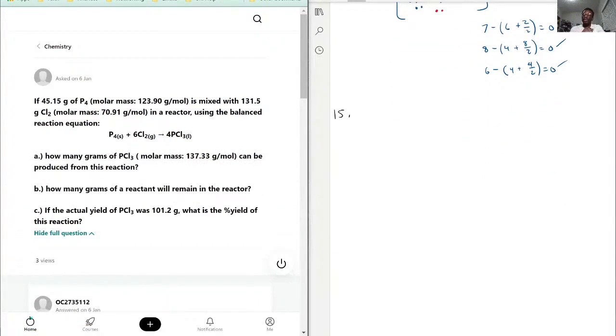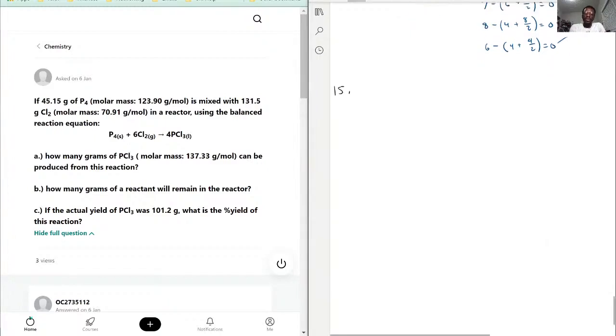So this is going to be a multi-step question. It seems that we have excess and limiting reactants, and then it's going to ask us, like running an experiment, if this is how much was produced, what will be the actual percent yield. So just start from the beginning, okay?